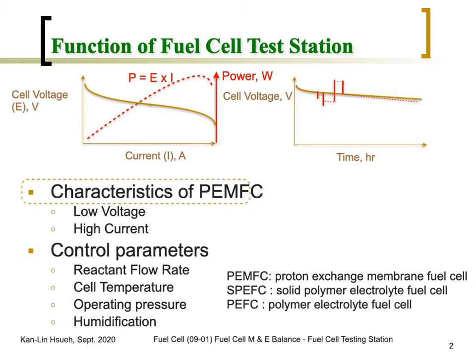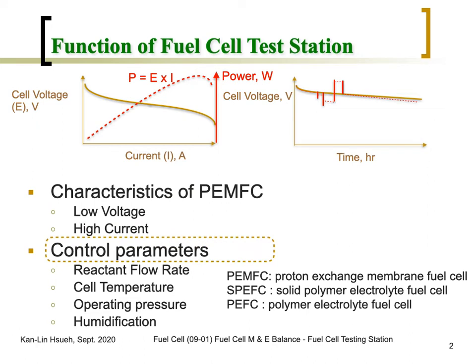We're going to talk about the fuel cell characteristics first, and then the control parameters, because those are parameters you need to control. Why do we need to control them? Because you need to control the reactant flow rate, cell temperature, and so on.